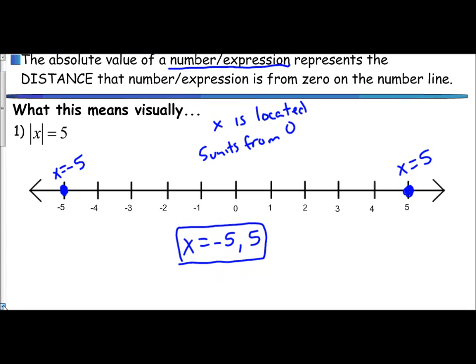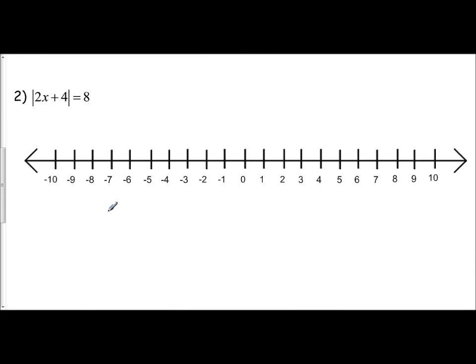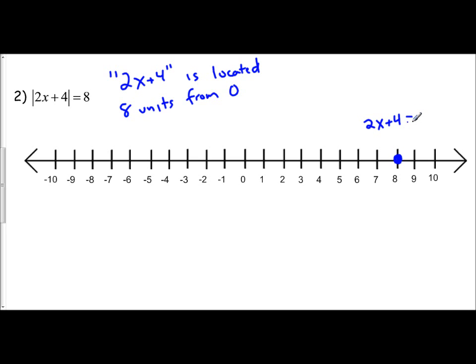Let's try one that's a little bit harder. It involves applying that same visual technique. This time it says the absolute value of 2x plus 4 equals 8. And so what this means is that your expression, 2x plus 4, that actual expression, is located 8 units from 0 on the number line below. So if we start at 0, we can go over to 8. And so this is where our expression 2x plus 4 is located. It's located at 8. So 2x plus 4 equals 8.